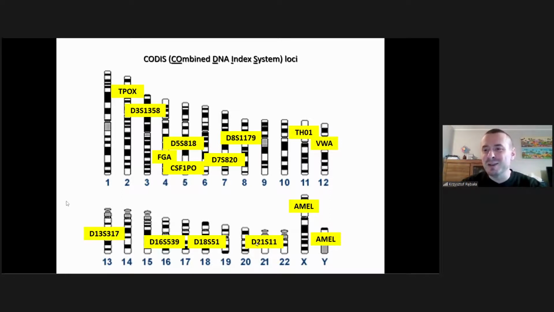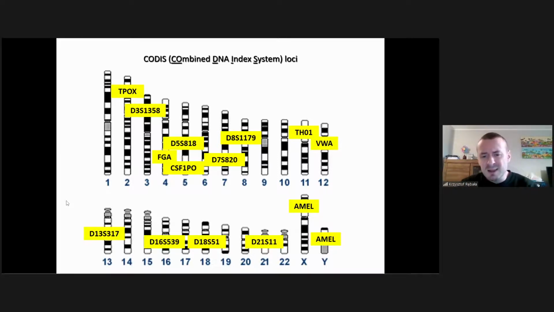Yes, you are right. After the D letter, we can see a chromosomal number. So D21 means a marker located on chromosome 21. D18 means a marker located on chromosome 18. DY means a marker located on chromosome Y. Okay, DXY is a marker located on both X and Y chromosomes.